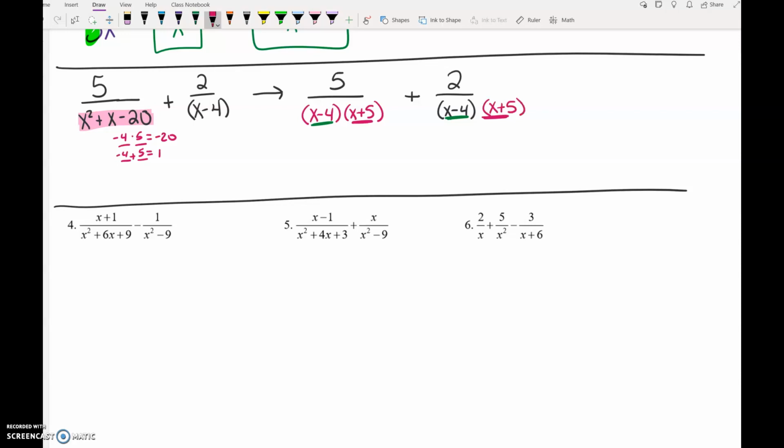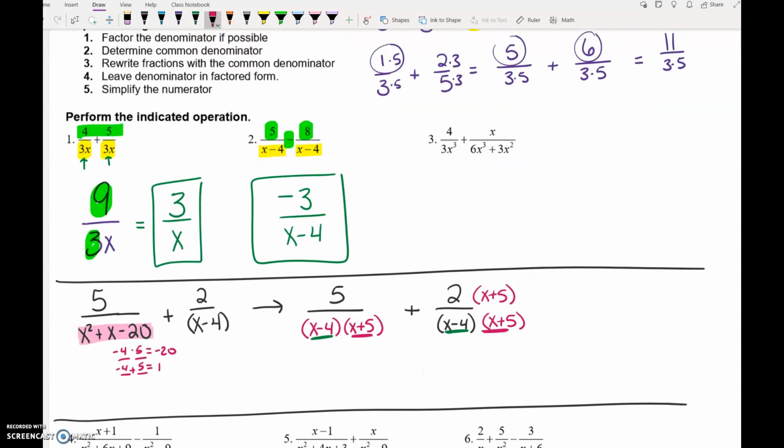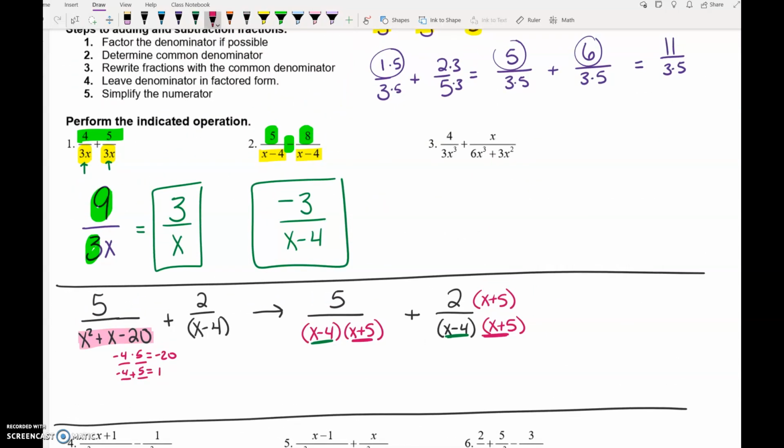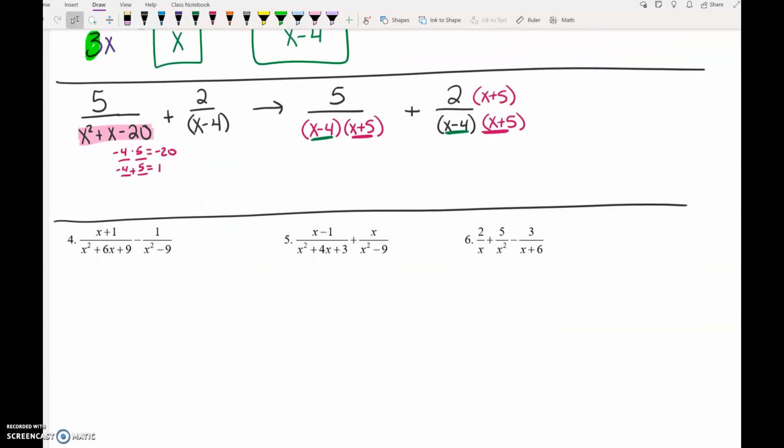But you can't just stick something into the denominator of a fraction. That changes the fraction. You have to also multiply the top by that thing. And if you remember old school getting common denominators, we multiply the top and the bottom by 5 here. We multiply the top and the bottom by 3. So you're multiplying the top and the bottom by whatever factor you're trying to stick in the denominator to make the two denominators match. All right, our common denominator is x minus 4, x plus 5.